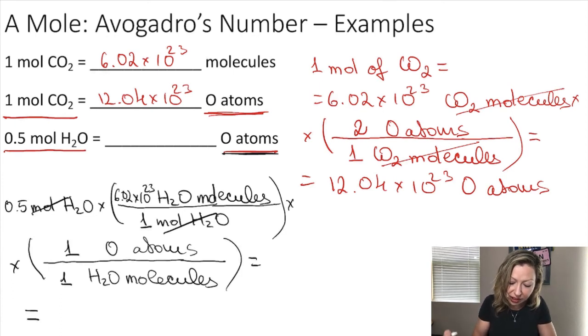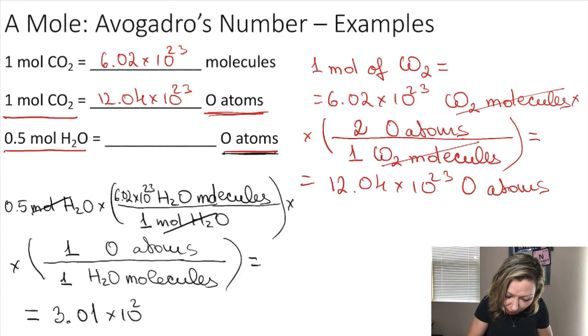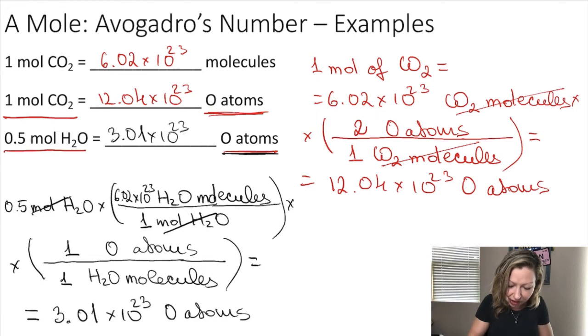So if you do this calculation, you will find that the number of oxygen atoms in half a mole of H2O is simply 3.01 times 10 to the 23rd oxygen atoms. So 3.01 times 10 to the 23rd oxygen atoms. Okay, I hope this makes sense.